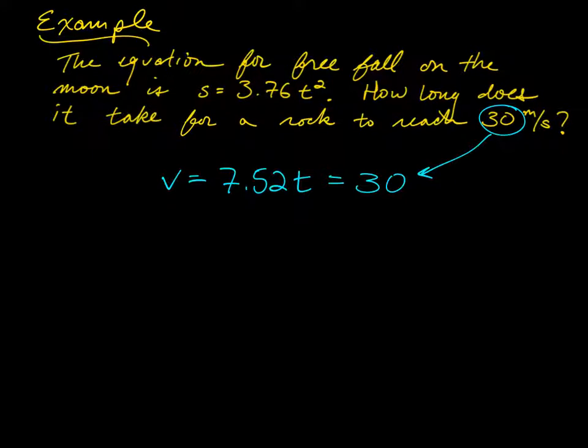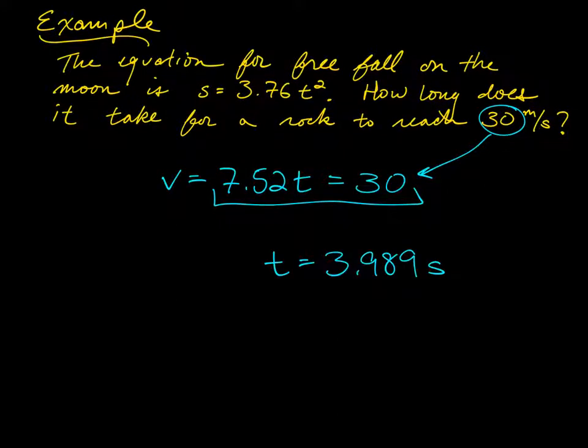From here, if you solve this, it becomes a simple division. You divide 30 by 7.52 and you end up with a time being 3.989 seconds.